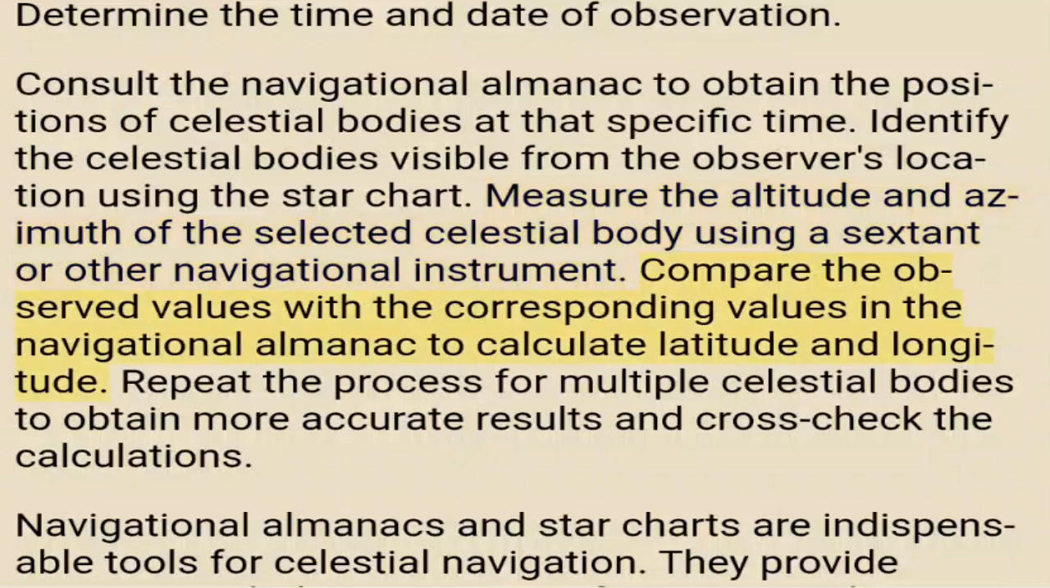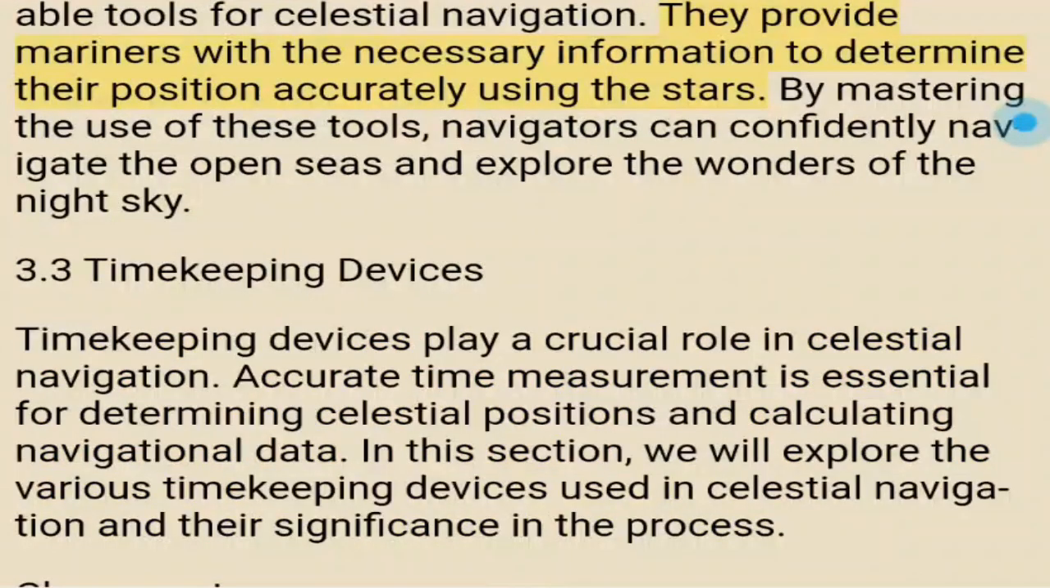Compare the observed values with the corresponding values in the navigational almanac to calculate latitude and longitude. Repeat the process for multiple celestial bodies to obtain more accurate results and cross-check the calculations. Navigational almanacs and star charts are indispensable tools for celestial navigation. They provide mariners with the necessary information to determine their position accurately using the stars. By mastering the use of these tools, navigators can confidently navigate the open seas and explore the wonders of the night sky.